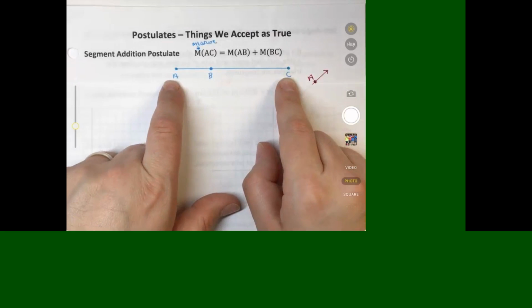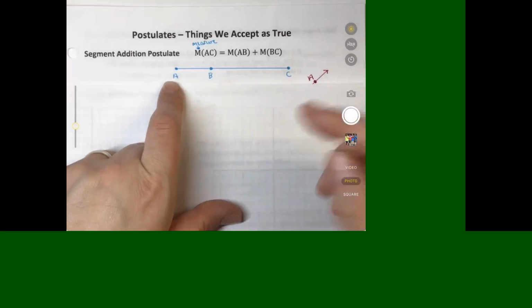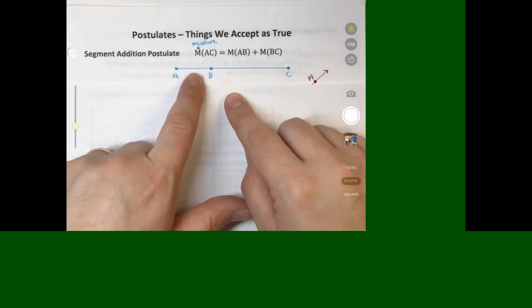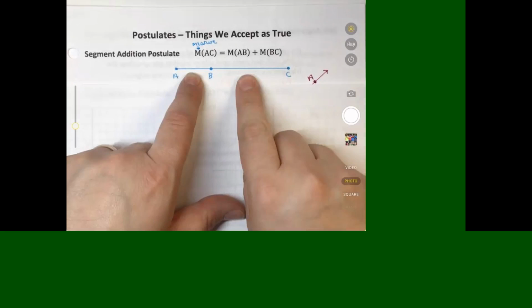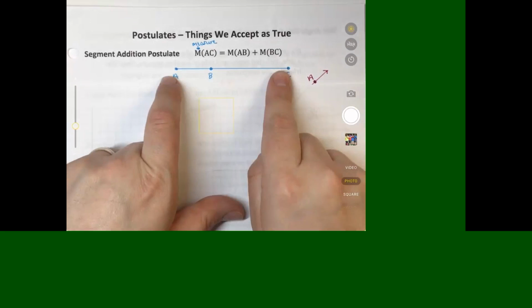That's kind of a duh, right? I don't need to prove that to somebody. I can. If this is 3 units right here and this is 10 units, then the whole thing together is 13 units.